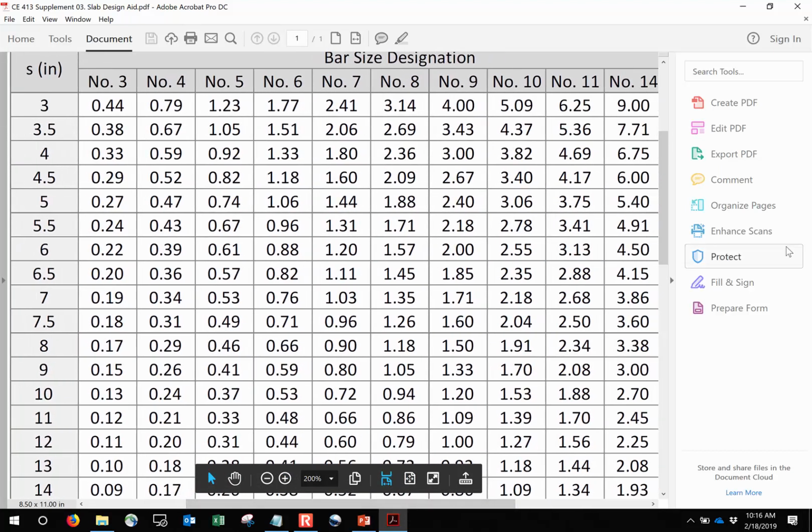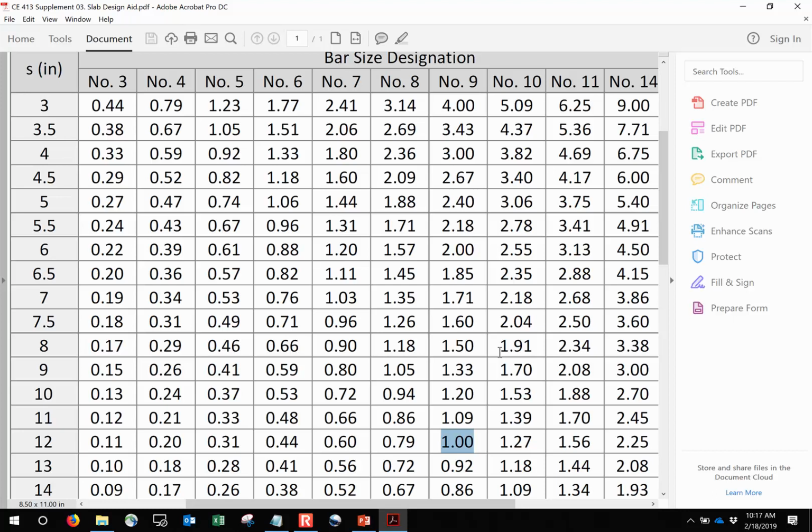Okay, so looking at the number 9 and looking over here on the left, it says the bar spacing, and the bar spacing is 12 inches. Does everybody see that? So what this entry is saying is that if I have number 9s spaced every 12 inches, then I have 1 square inch of steel per foot.